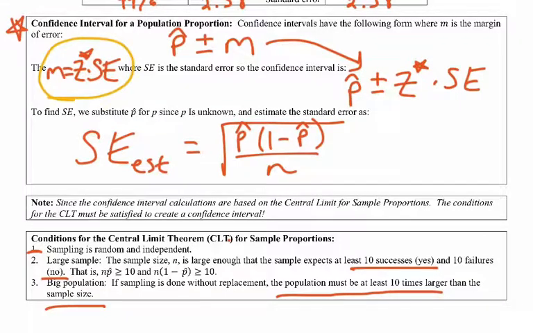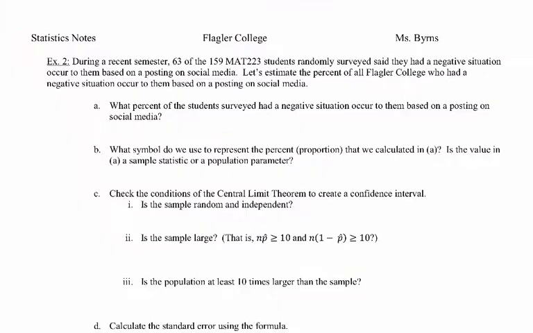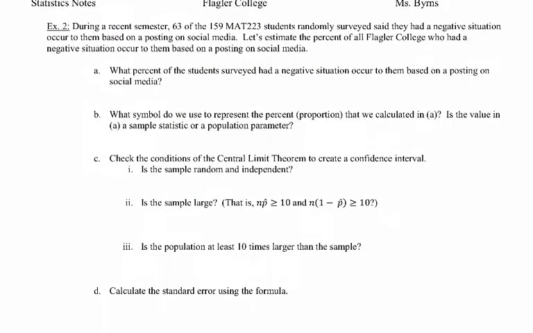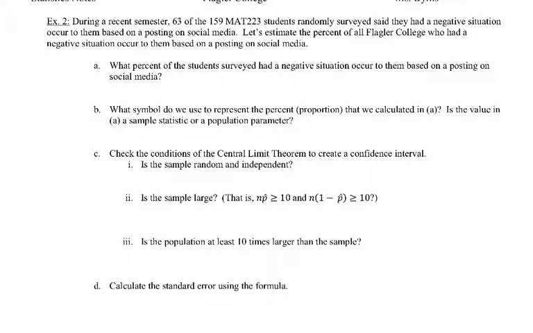So let's do an example all the way through, working one out by hand. Let's see what this is going to look like. It says, during a recent semester, 63 of the 159 MAT223 students randomly surveyed said that they had had a negative situation occur to them based on a posting on social media. Let's estimate the percent of all Flagler College students who have had a negative situation occur based on a social media posting. So we've got a sample, and we want to use that to make an inference about the population proportion.